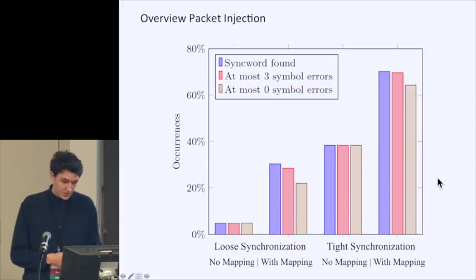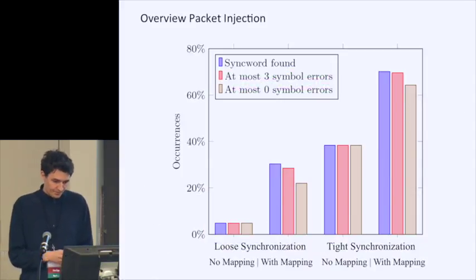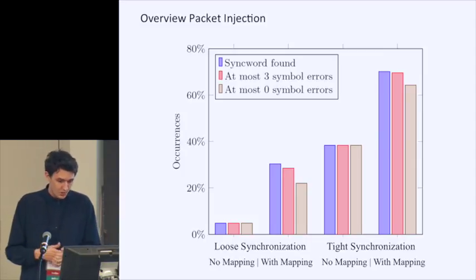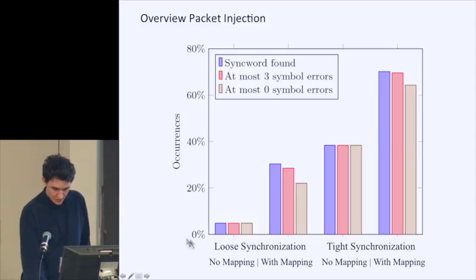As a quick overview here, this is about the packet injection, so how often did this work? With no proper synchronization and without this symbol remapping I showed you, we're somewhere around 5%. With the symbol mapping, we can push it up to 30%, and tight synchronization pushes both of these up a lot to, in the best case, 70%.